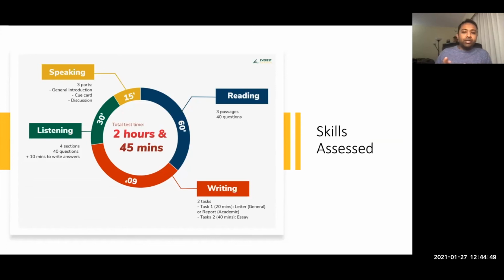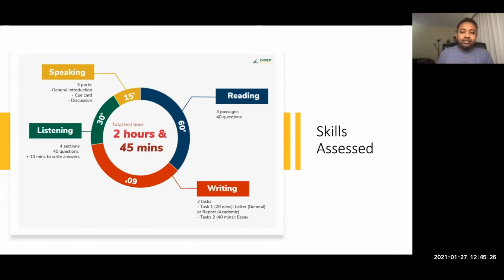Now, the next one is the reading. You get 3 passages or 3 sections, depending on the academic version or the general training version. You have, again, 40 questions, and you get 60 minutes, no extra time for transferring the answers. Really important there to take note of that point. So listening is 30 minutes, reading is 60 minutes. Please note that listening is the same for general and academic students, and reading is different for general and academic, because they are assessing different things.